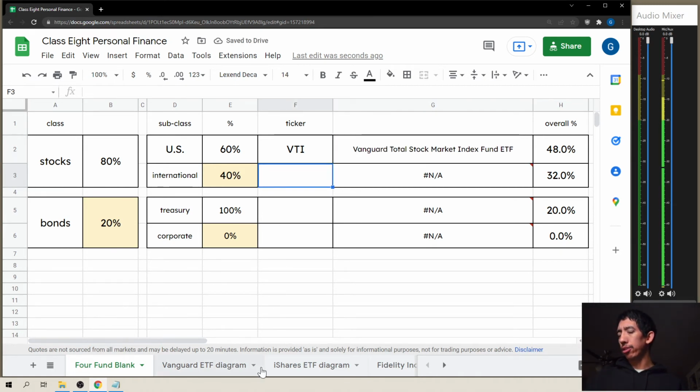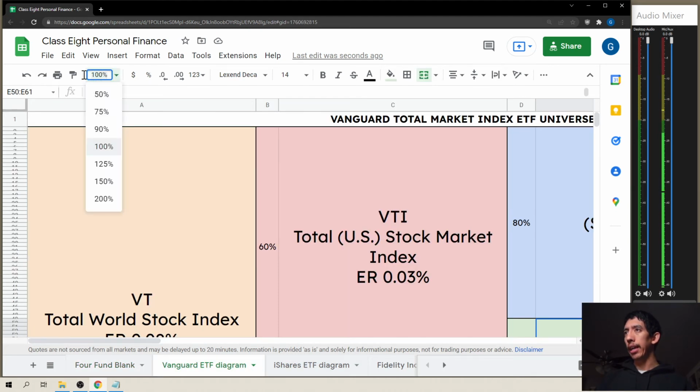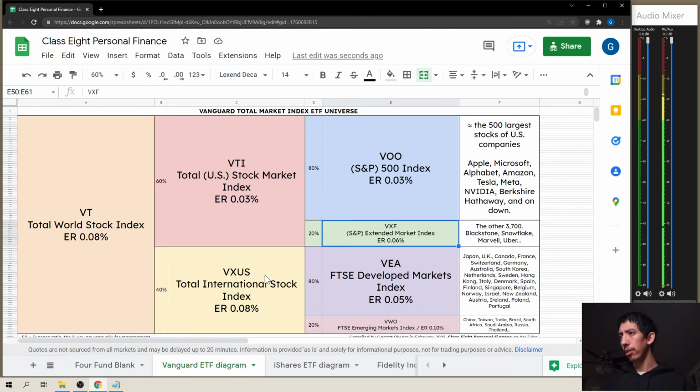Now, on the international side, standard advice for index investors would be to go with something like VXUS, which is Vanguard's Total International Stock Index Fund, ETF. I disagree with this one, and I'm very much in the minority on this. If we look at this diagram again, I have another video that covers this chart a lot more. So here's VXUS. It's the Total International Stock Index ETF.